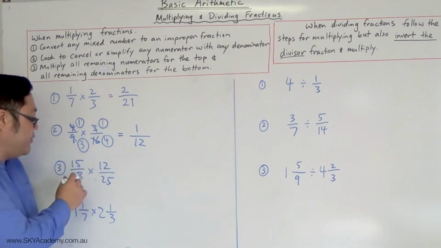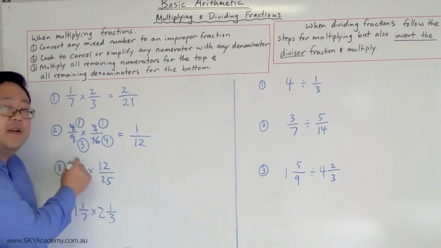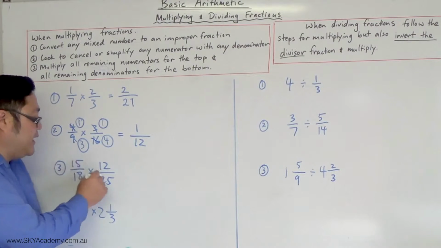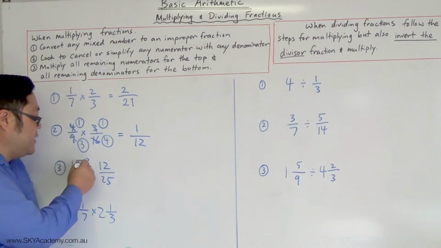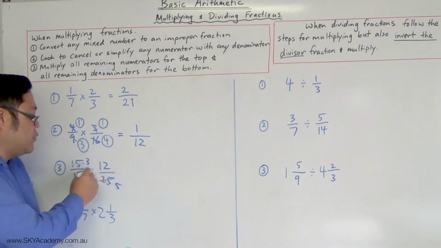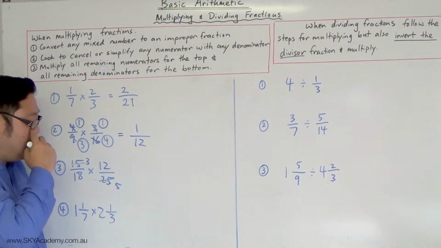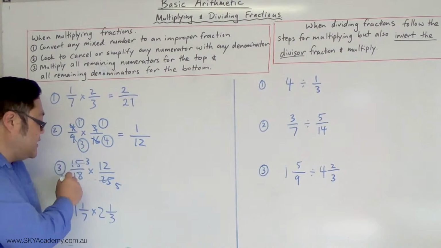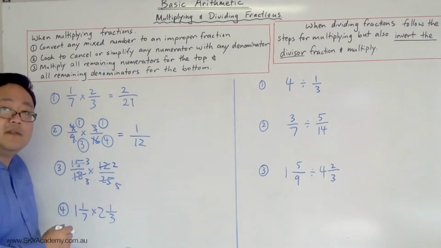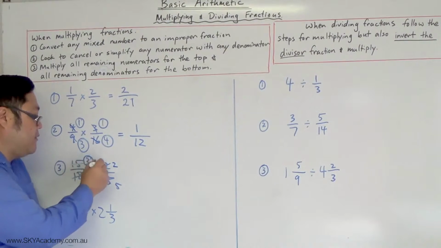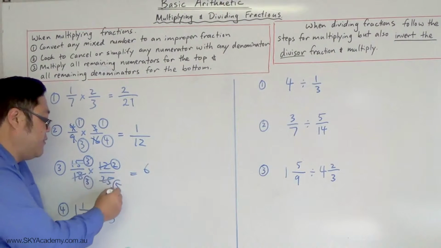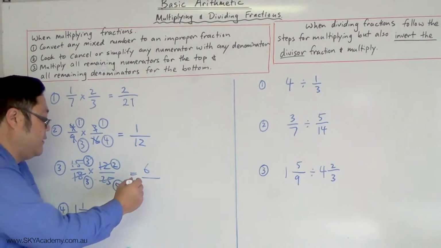So let's have a look at this example. Now, 15 and 25, they can simplify, right? 5 goes into both 15 and 25. 5 goes into 15 3 times. 5 goes into 25 5 times. Let's look at 18 and 12. They have a common factor of 6, right? 6 goes into 18 3 times, and 6 goes into 12 twice. Got it? So you've got 3 and 2 as the remaining top numbers, which gives you 6. 3 and 5 are the remaining bottom numbers, which gives you 15.